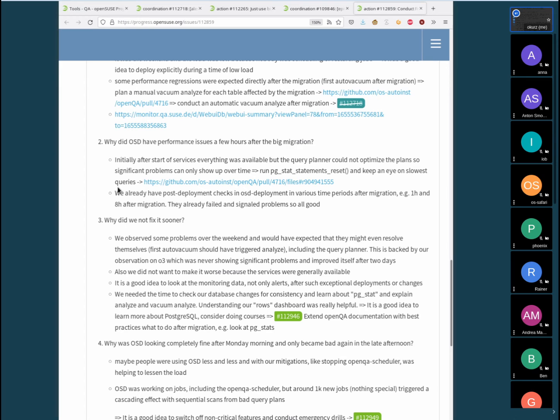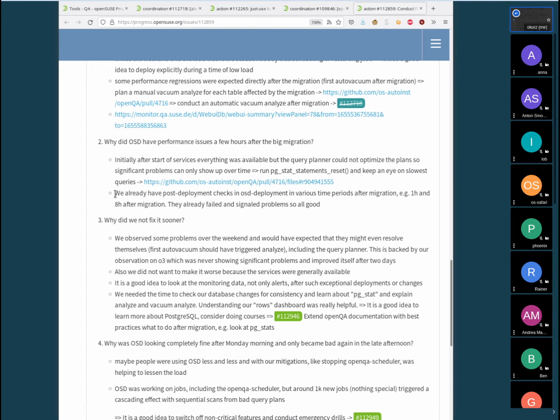So we also have that included in the documentation because it's something that we can do manually. Okay, I did a migration, now let's reset statistics. Let Postgres collect new statistics on what are the slowest queries now, because the situation can change after such a migration.